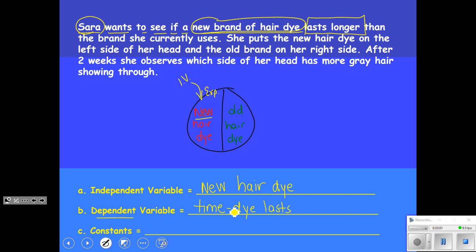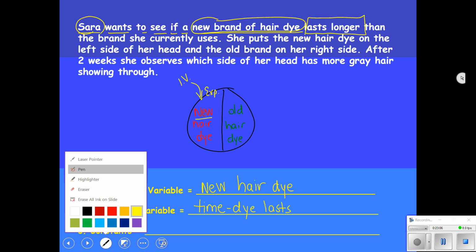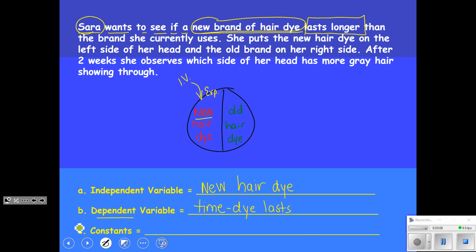Okay, now constants. One of the things that you'll look at here is seeing that this side is your independent variable on the left, and that's your experimental setup. The right is your control setup. So what are the things that are the same between your experimental on the left and your control on the right? What should be kept the same? Now, one thing immediately that you should notice is both sides are getting hair dye. So that has to be one.